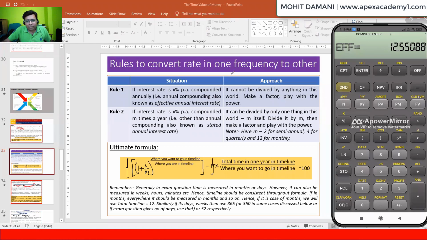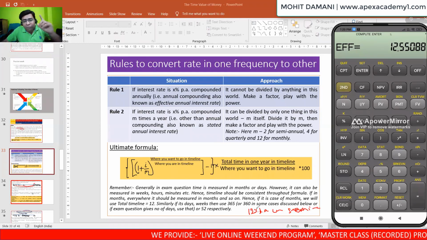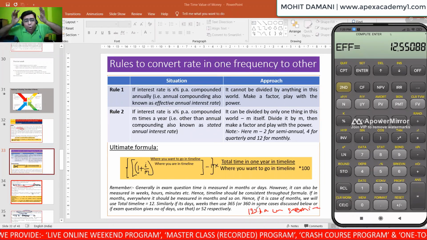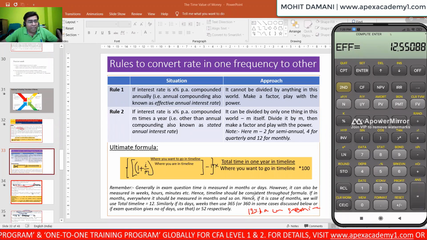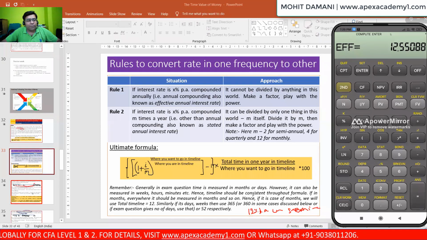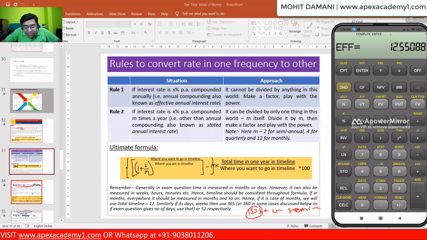One second. The thumb rule is, if it is 12% per annum compounded semi-annually, sorry for my handwriting, 12% per annum compounded semi-annually. Rule number 1: sir, I don't see 12%. Firstly, people see 12%, 10%, 8% in the exam question. You have to understand that this number is meaningless. It is not important.